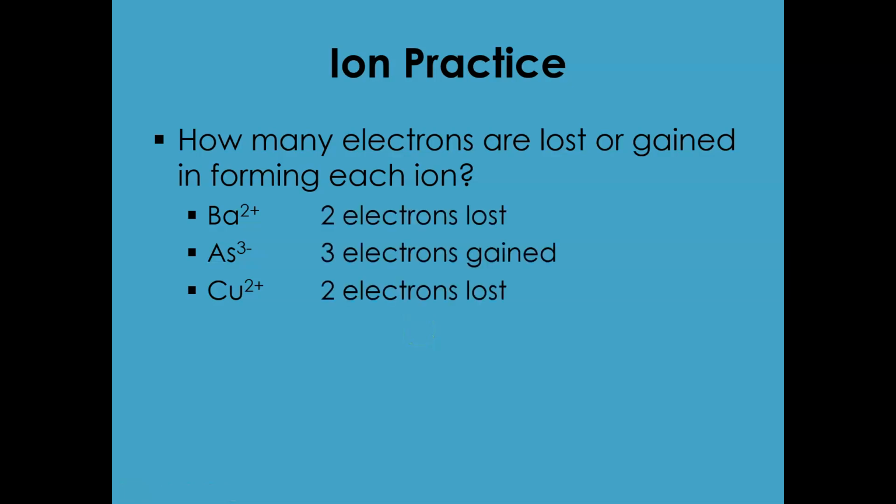Well, the key to this is always remembering that electrons are negatively charged. And so if an ion has a positive charge, that means it has fewer electrons than protons, and therefore it lost electrons. So the barium cation, having a charge of +2, got there by losing 2 electrons. The arsenide anion, which is formed from arsenic, has a charge of -3. It therefore has 3 extra electrons, and therefore it gained 3 electrons. And then copper-2, having a charge of +2, is a cation, and it got there from copper by losing 2 electrons.